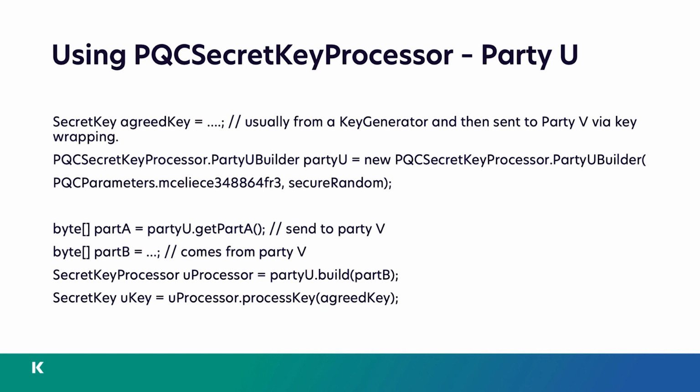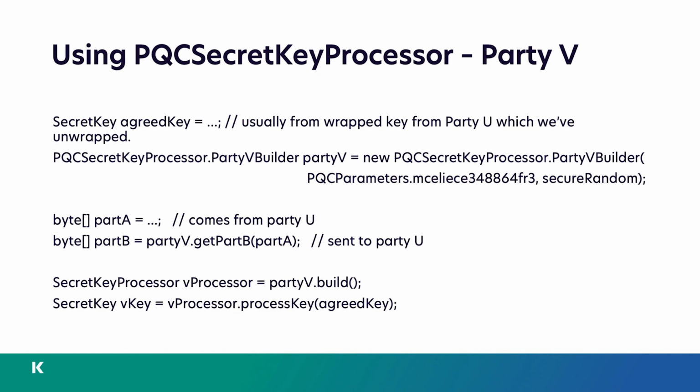We call get part A, which again returns our public key as before. We take part B when it comes back from the other party, and then we use that to build a secret key processor, which essentially turns into a simple operating object which contains the secret that was generated when build was called, and then when process key is called, the key value is actually XORed with the secret that's stored inside the secret key processor.